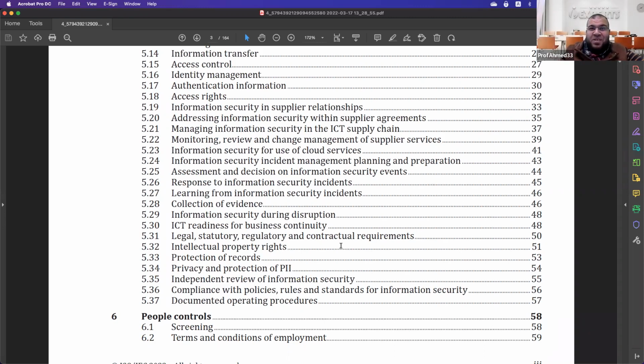How we can manage something like this during a pandemic, political unrest, or a natural disaster. ICT readiness for business continuity, legal. Yes, this is very important here: the contractual requirements and the regulatory requirements, all of this must be considered.